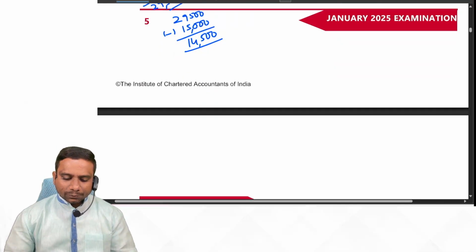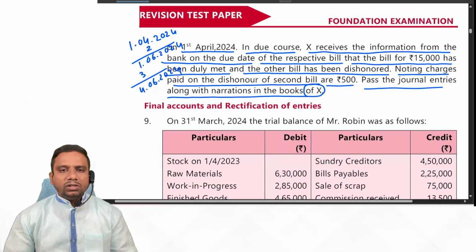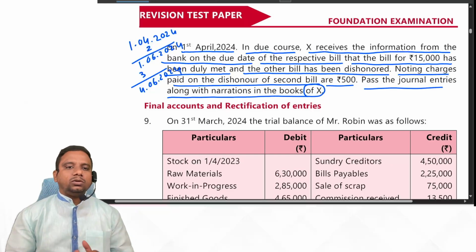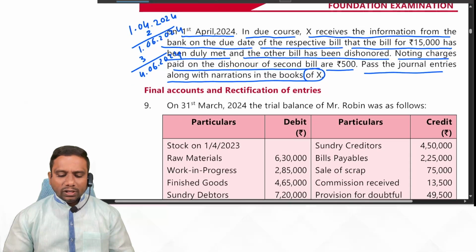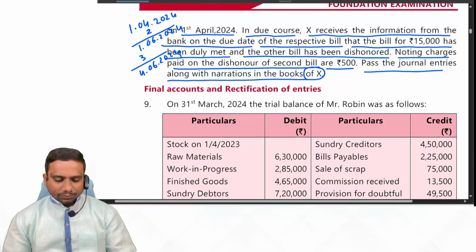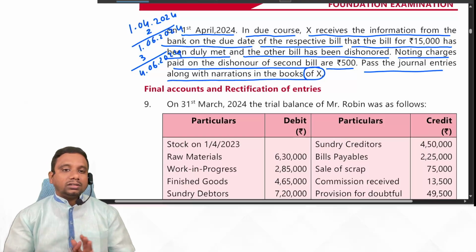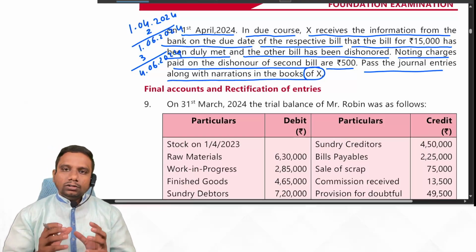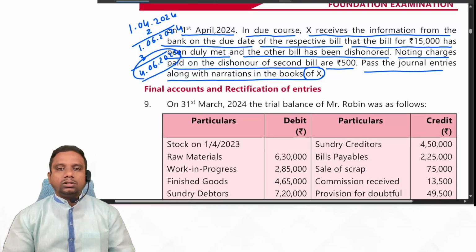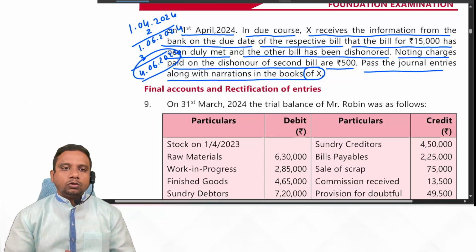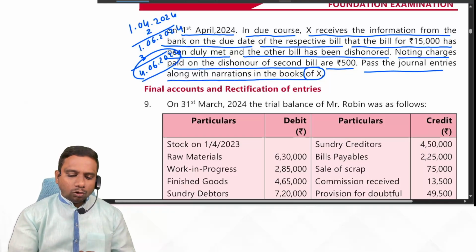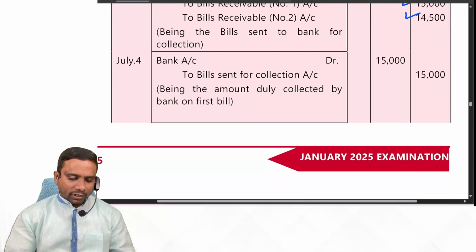Next transaction, what happened on the due date? See, we have sent the bills to the bank. So what will the bank do? On the due date, the bank will collect the amount and credit it to the customer's account. Now here, on the due date, the first bill is honored and the second bill is dishonored. Out of these two bills, the first bill is due on 4th June. We record the entry on 4th June because we have to follow chronological order. On 4th June, what happened? Sorry, 4th July.